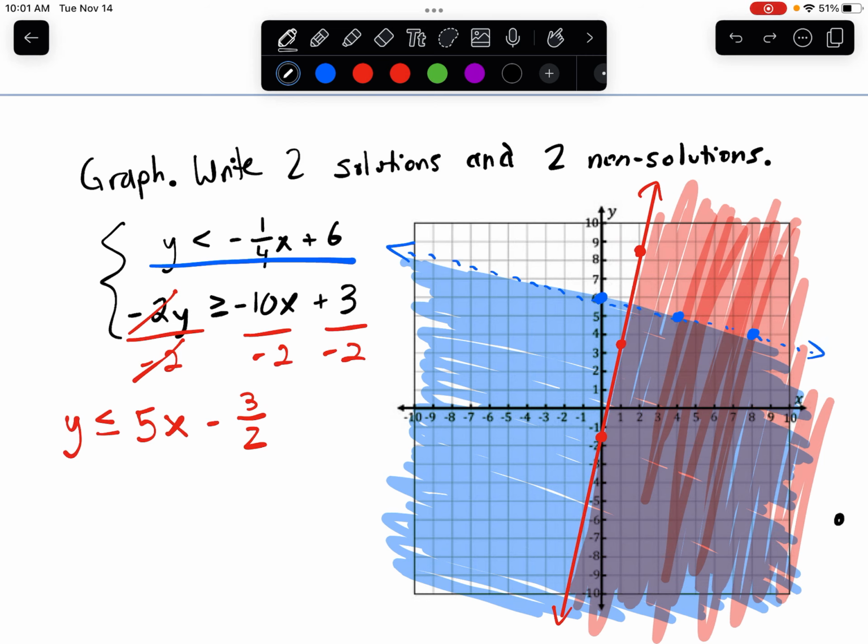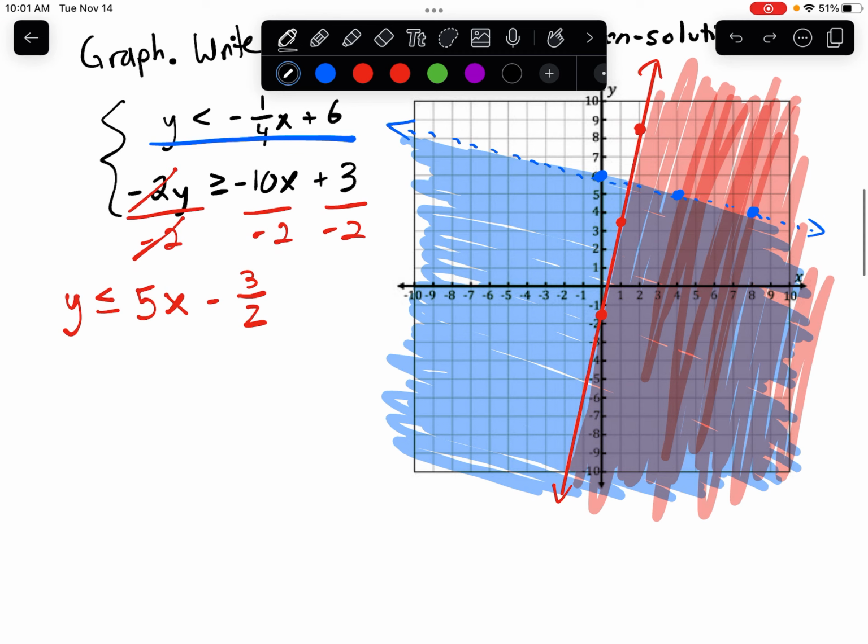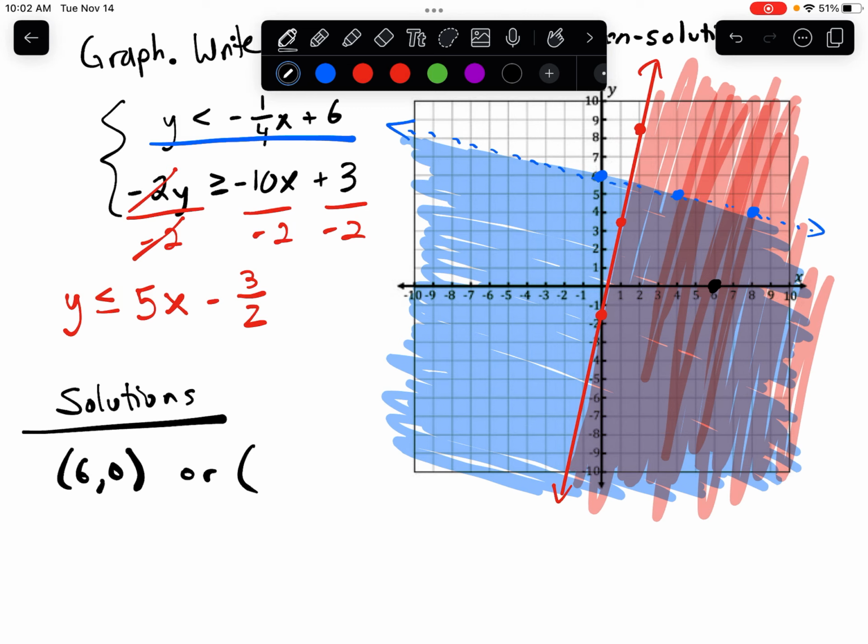Now, obviously, the graph continues, so I could pick a point over here that would be a solution. Down here would be a solution as well. It doesn't just have to be on the grid, all right? Two solutions. Let's go ahead and write this. All right, we could pick something here, which is at (6, 0). Or we could pick something, how about right here, (0, -5).